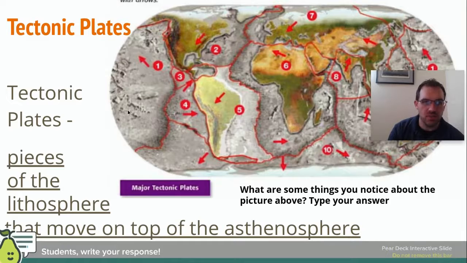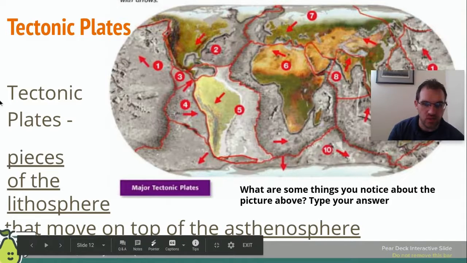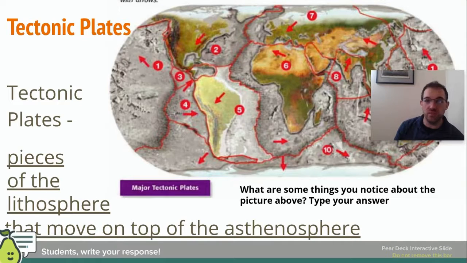So tectonic plates are pieces of the lithosphere that move on top of the asthenosphere. Again, pieces of the lithosphere that move around on top of the asthenosphere. Some people are going to be asking me, this is tectonic plates, or learn about plate tectonics.